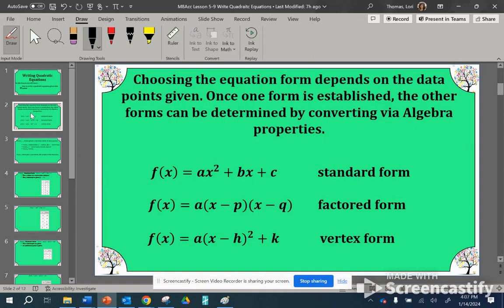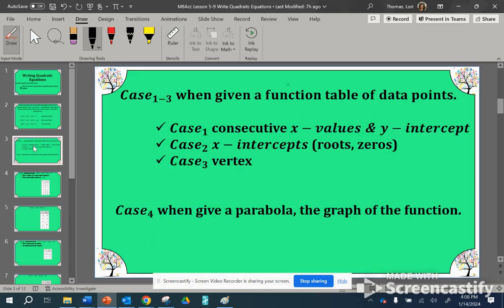For example, do we know the y-intercept? Do we know the x-intercepts, the vertex, etc.? And that will determine which of these forms of equations we will use. So we are going to take a look at function tables for case 1, case 2, and case 3. And then our last case, case number 4, we'll take a look at a graph.